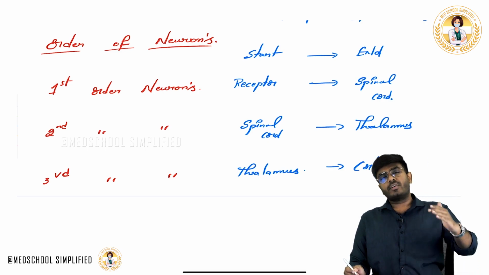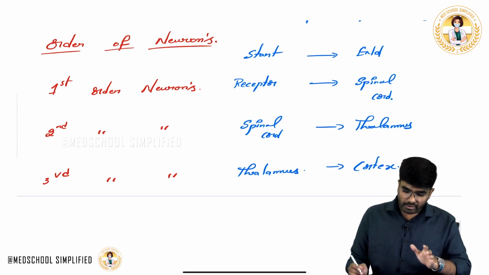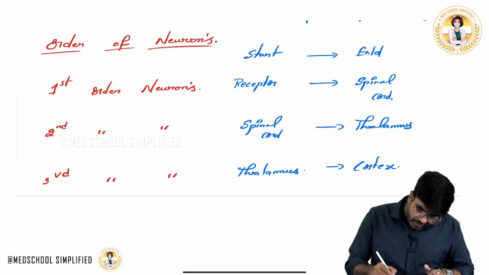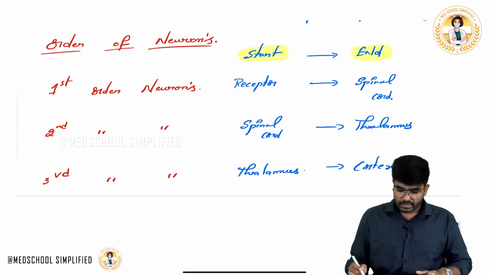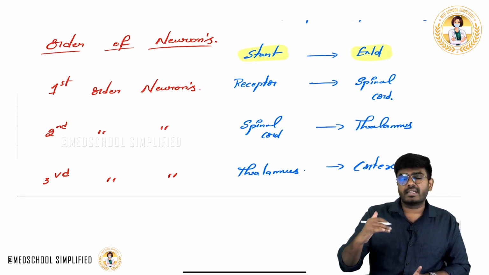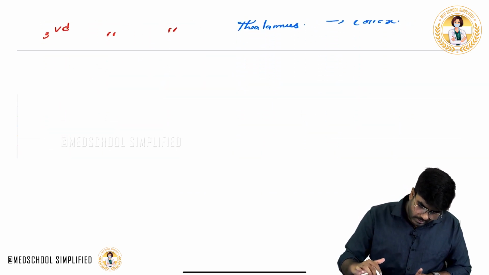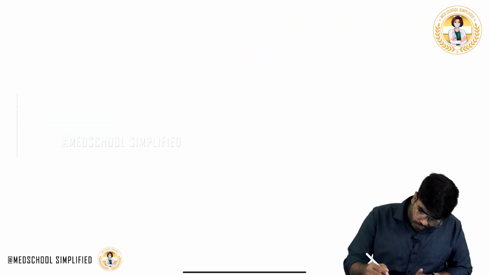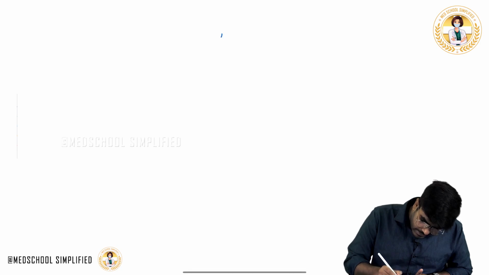Okay. So, first order neurons, second order neurons, third order neurons, I have discussed with you, where first order neurons start and where they end. Sir, what exactly do we mean by first order, second order, third order neurons? Now, let me show you here. First of all, let me draw a simple diagram.